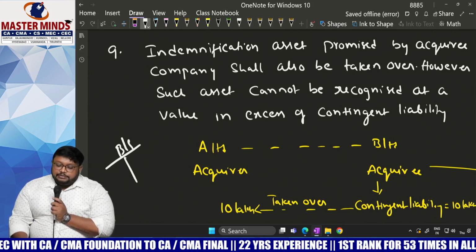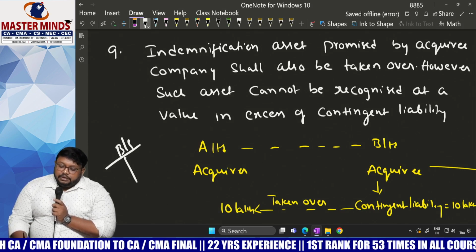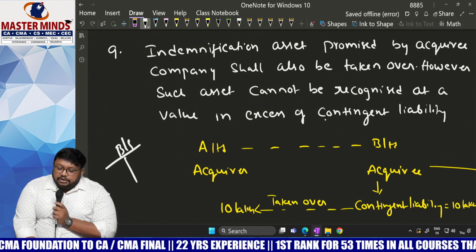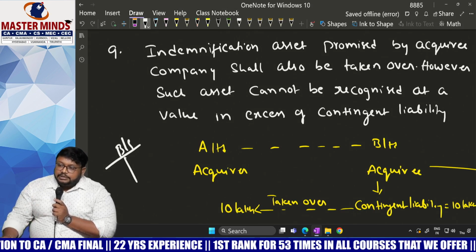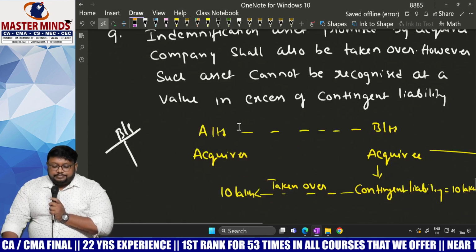Okay. So maximum how much can he make? Indemnification asset shall not exceed the contingent liability. Up to the contingent liability, however much is there, that much indemnification you can make.